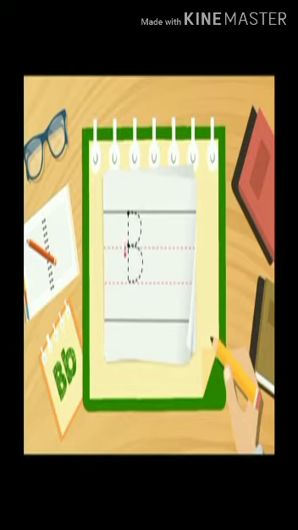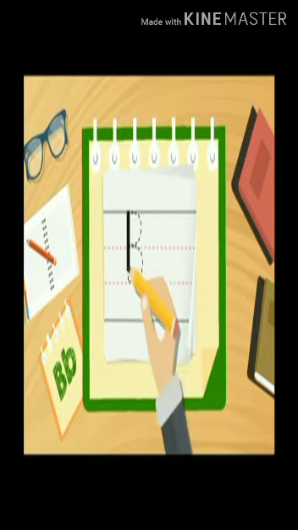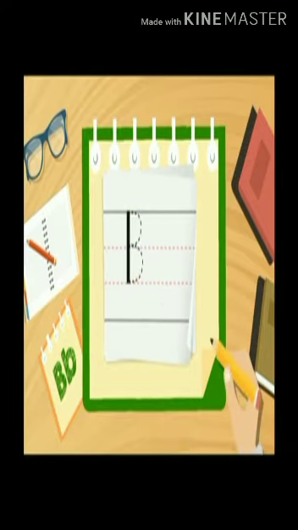Start from the top and draw a standing line down. Go back to the top and draw a curve to the middle. Then draw a curve joining the bottom. Small b. Start from the top and draw a standing line downwards. Go to the center of the line and add a curve touching the bottom of the line.